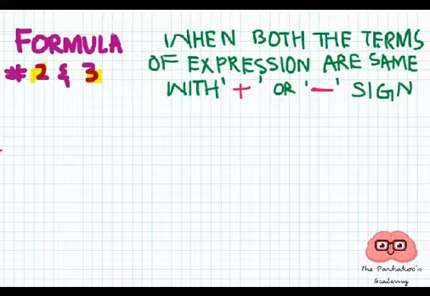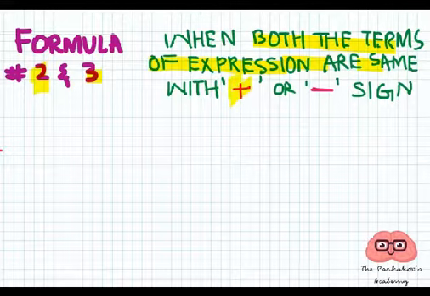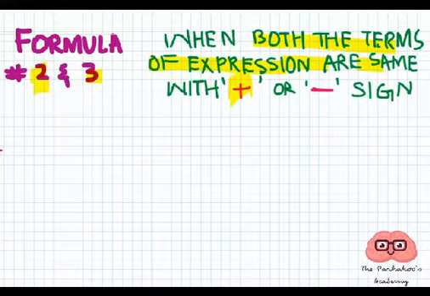Formula number 2 is valid when both the terms of the expression are the same but with a plus sign in the middle of it. So both expressions have a plus sign and the same terms. Formula number 3 is valid when both terms of the expression are the same but with a negative sign. Now what does it mean and what am I saying? Let's first try that.